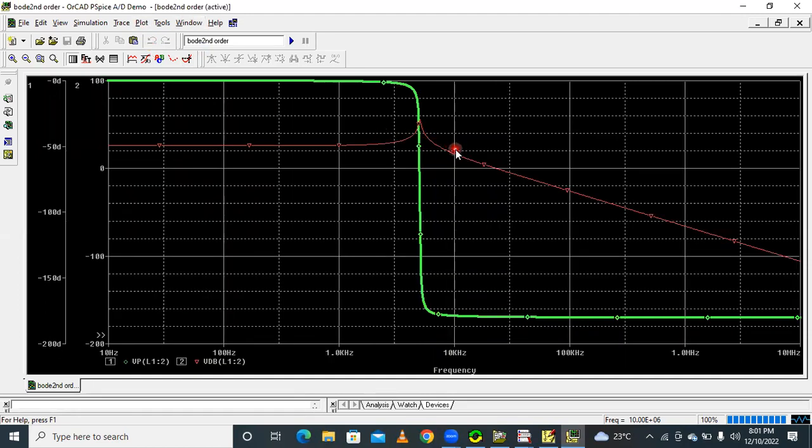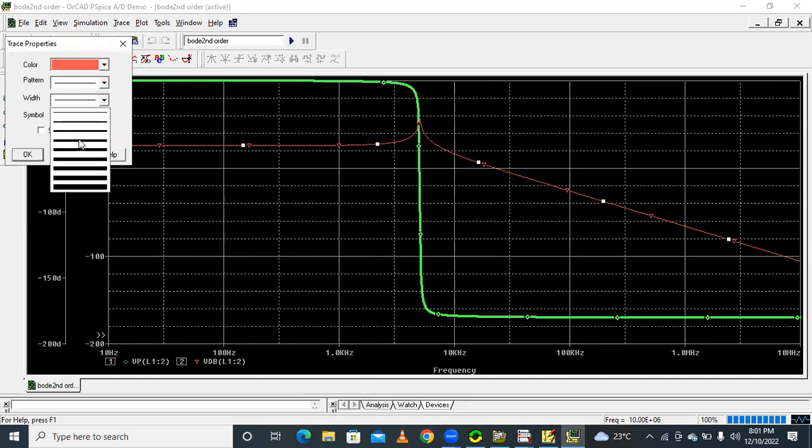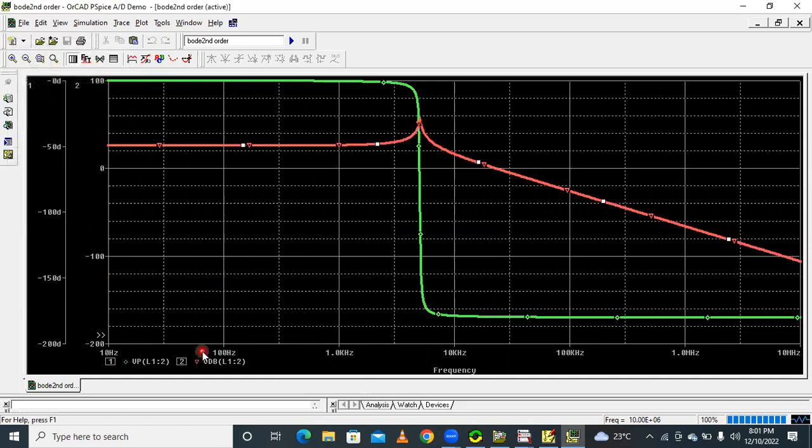Okay, so the two graphs are separated on the y-axis, but the x-axis is the same. The x-axis is common for the magnitude plot and the phase plot, and that is frequency. That's why there are no changes in the x-axis. Only the y-axis changes: one is the phase plot, which is in degrees.